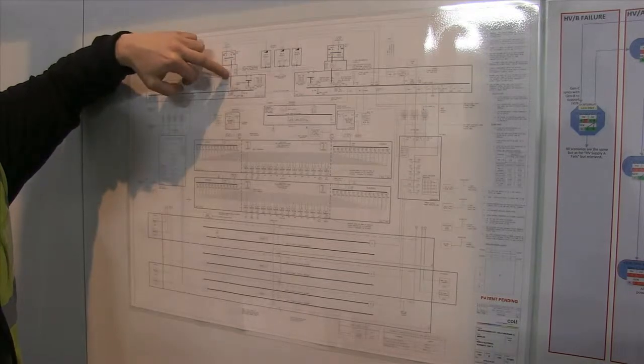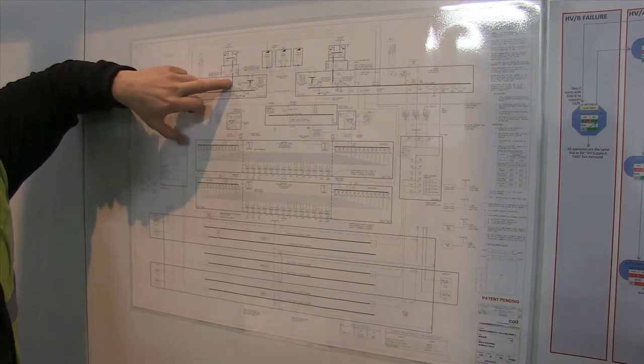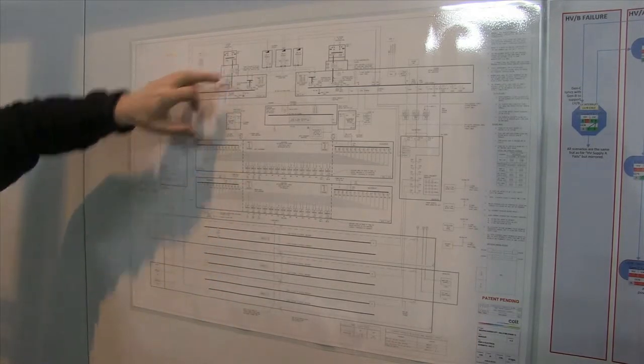Transformer comes in here. Our LV supply comes down to here. Mains breaker, restricted earth fault. That arrow just means it's a back trip. So it means it's going to back trip that transformer.